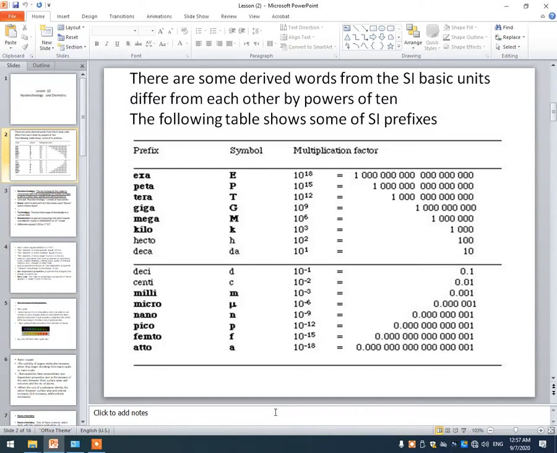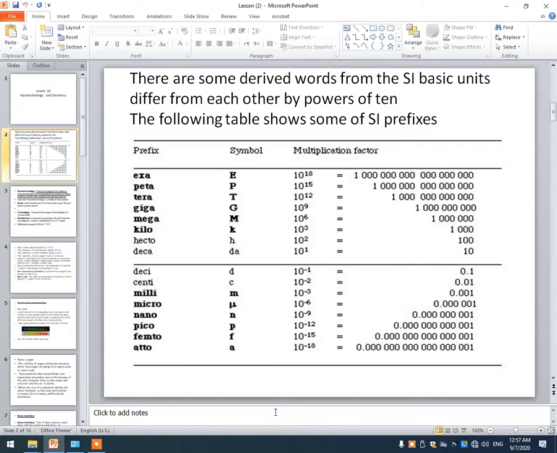For example, the kilometer contains 1000 meters, which means 10 to the power 3 meters. Megameter equals 10 to the power 6 meters. Giga means 10 to the power 9. Tera means 10 to the power 12. Peta 10 to the power 15. Exa 10 to the power 18.